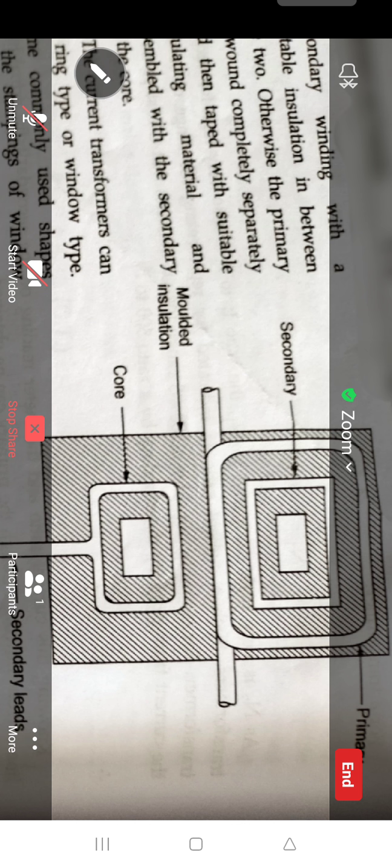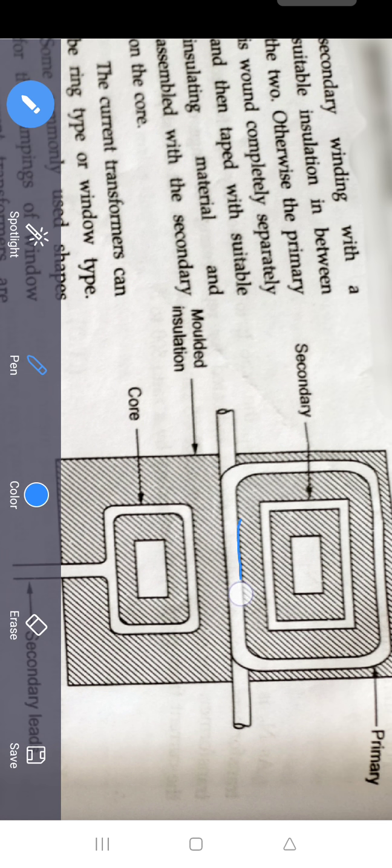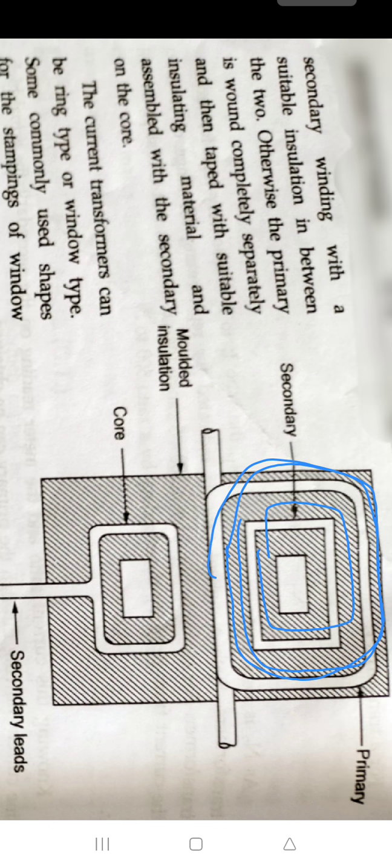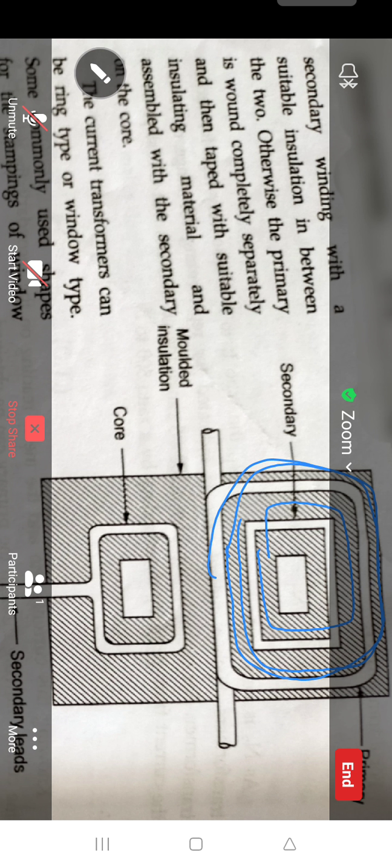So here you can see this is the wound type current transformer. This one is the primary, and in between is the secondary. So the primary is wound over the secondary side, so it is called wound type. Okay, let me erase.